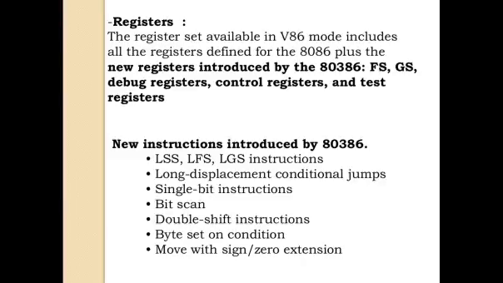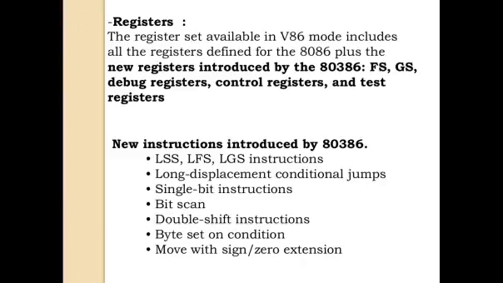Now what are the different instructions introduced by 80386? It includes the LSS, LFS, LGS instructions, load SS, load FS, and load GS. These are the segment registers, and they can be loaded by using these instructions. Then long displacement conditional jumps, so conditional jump instructions which jump to code within the same program or to code which is outside the program.